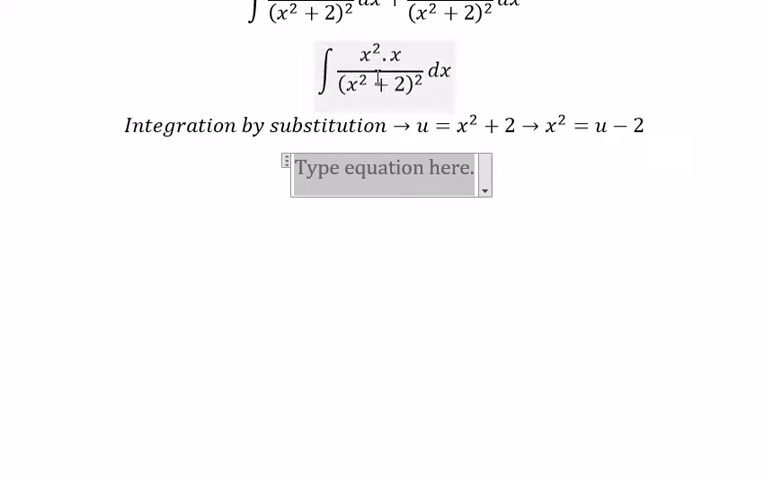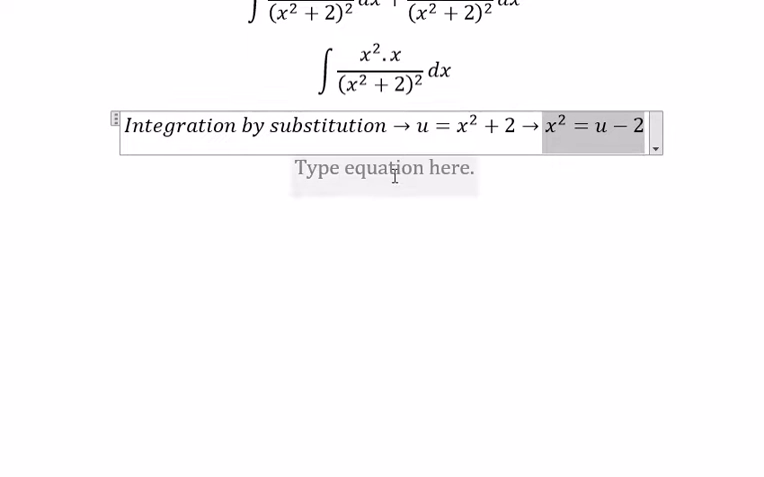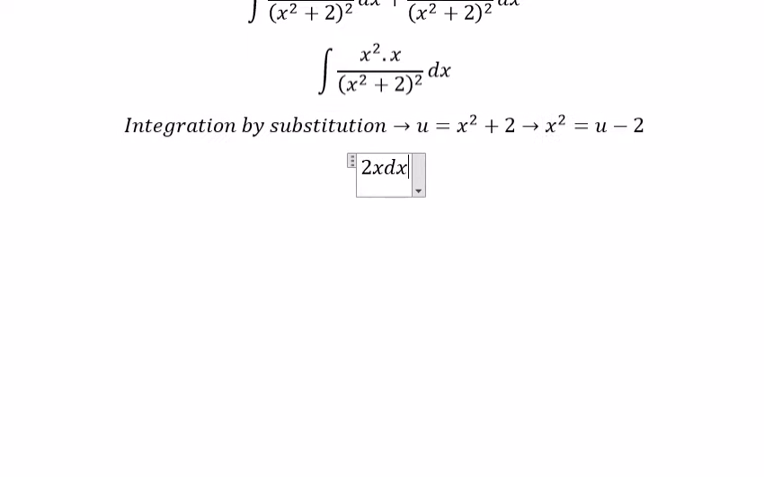Later, we first take the derivative on both sides for this one. So you get 2s ds equal to du. Because we don't have the number 2 next to s, we divide both sides by the number 2.